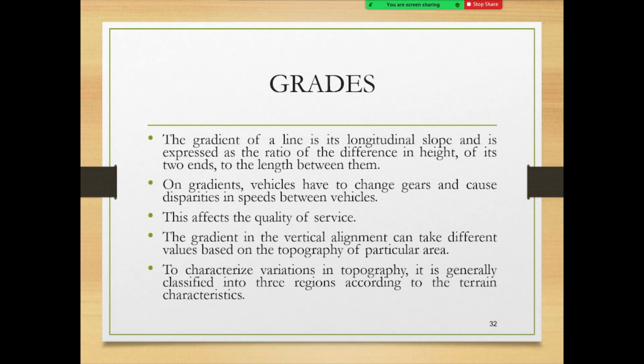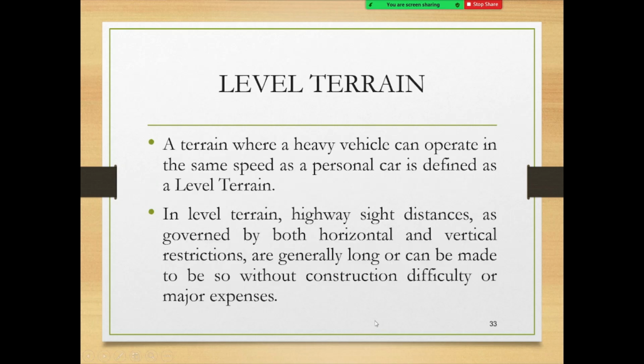To characterize variations in topography, it is generally classified into three regions according to the terrain characteristics. Level terrain. Okay. I think we discussed last time also, but anyway we'll discuss again because many have joined. A terrain where a heavy vehicle can operate at the same speed as a personal car is defined as a level terrain. In level terrain, highway sight distances as governed by both horizontal and vertical restrictions are generally long or can be made to be so without construction difficulty or major expenses. Okay. So highway sight distances are acceptable.